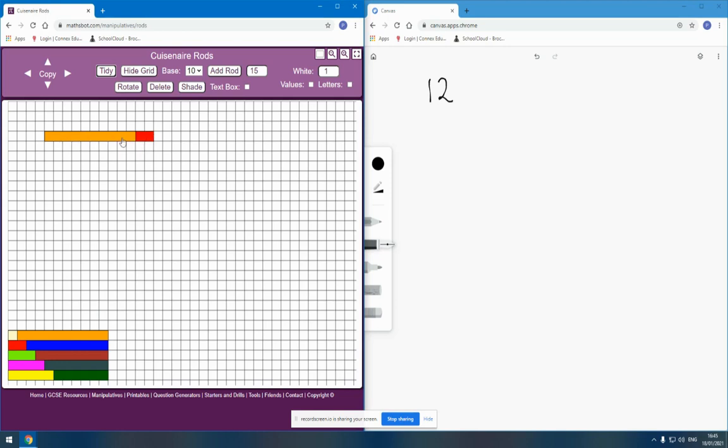This has a value of 12, 10 and 2, assuming, of course, the white rod is 1, which we're going to assume for now. I might get something like this. That's a rectangle with 6 and 6 make 12. I might get something like this. 3 4s make 12. I might even start getting interesting rectangles like this.